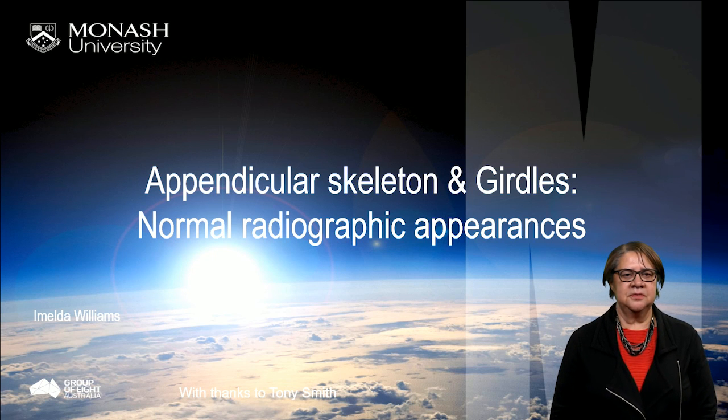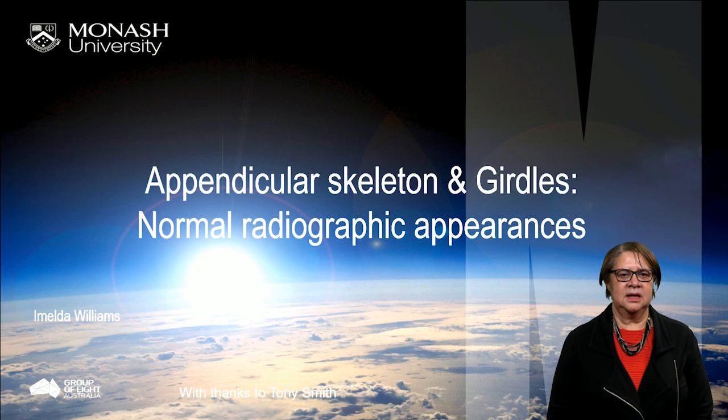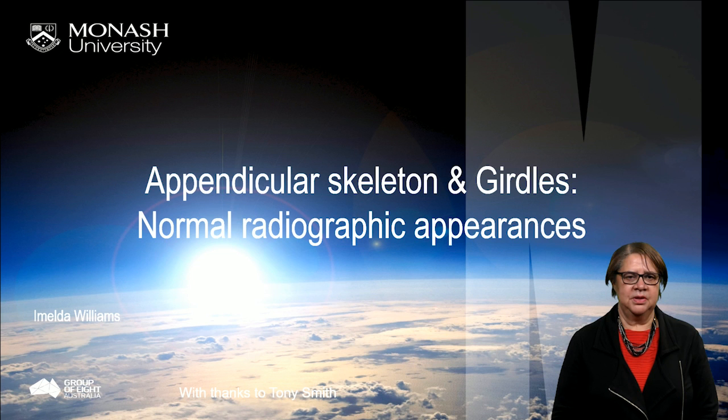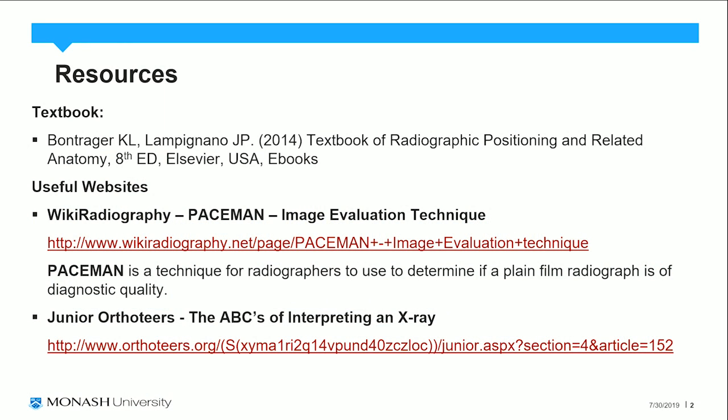This presentation focuses on the appendicular skeleton and the girdles, and I will focus on the normal radiographic appearances. The main textbook that I'm going to use here is Bontrager, and you will have electronic access to this book. There are also some useful websites that I've given here. One is by Paceman, and the other one is by Junior Author Tiers, which also focuses on the ABCs of interpreting an X-ray.